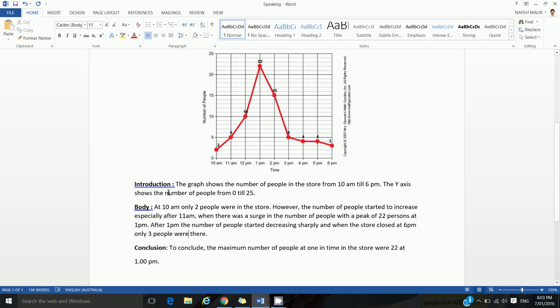So in the body, now you start explaining that at 10 a.m. you can see there are only two people in the store. So you say at 10 a.m. only two people were in the store. And now you have to explain the major significant things in the graph.